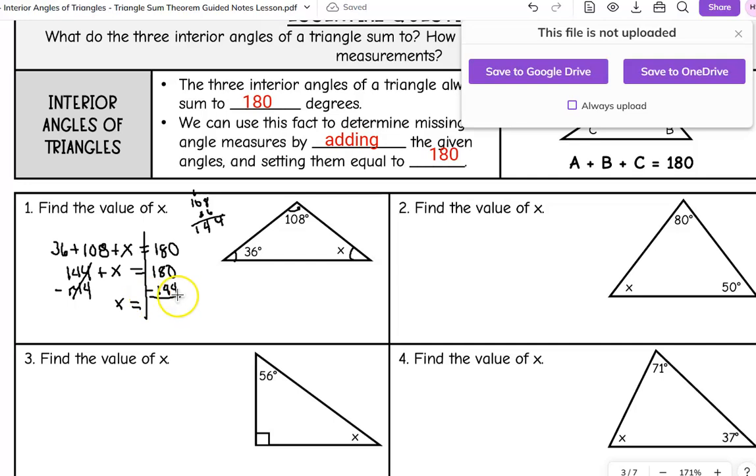Okay, so I'm going to regroup. That 0 is going to become a 10. 10 minus 4 is 6. My 8 is now a 7. 7 minus 4 is a 3. And 1 minus 1 is 0. So x equals 36.